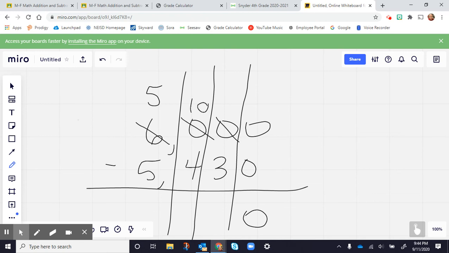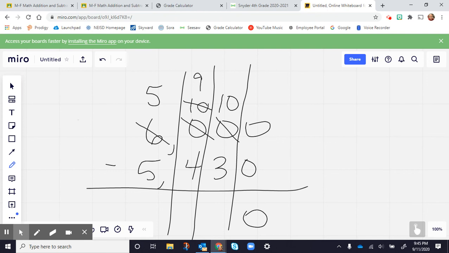So I still can't do anything in my tens place. So this 10, now there's value that I can borrow from. So I'm going to take 1 away from the 10, and I'm going to turn it into a 9. And the 1 that I took away is going to go in front of my number that was already there. So there was already a 0, and I put the 1 in front. Now I'm ready to count.